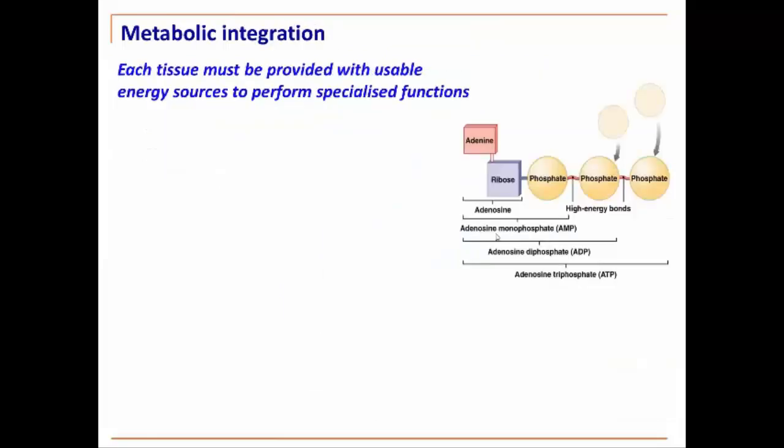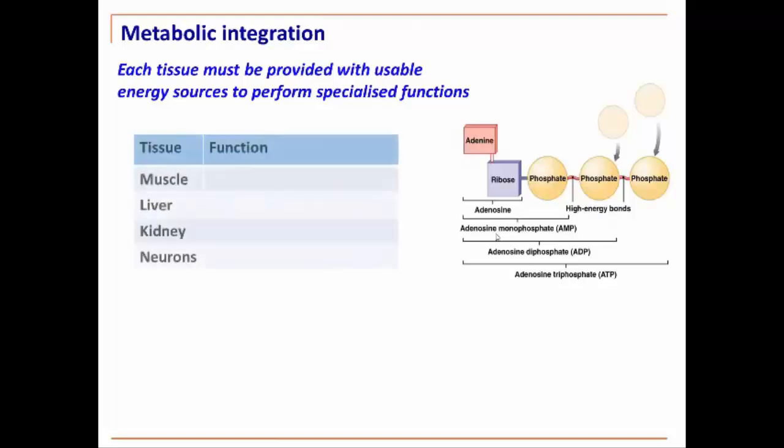So each tissue, of course, when we're integrating these systems, each tissue must be provided with the usable energy sources to perform its own specialized functions. And like I said, ATP is that general energy source that all of our systems are using, but not all of our systems can use fatty acids. I've talked about this before, how the brain, for example, can't use fatty acids as an energy source, unlike the heart and your skeletal muscle and your kidneys and other tissues which can use it. The brain has to have a ready supply of glucose to make its ATP.